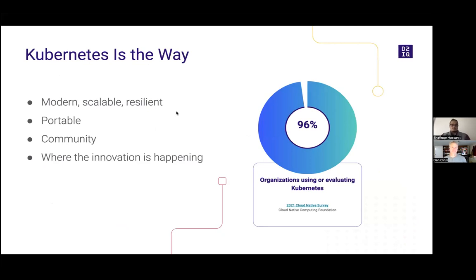So one of the key topics that we wanted to kick off with is the fact that Kubernetes has become the de facto standard for building modern cloud native applications that are out of the box scalable and resilient to failure, right? So Kubernetes has seen massive adoption over the course of the last few years and has become the de facto standard for building modern cloud native applications.